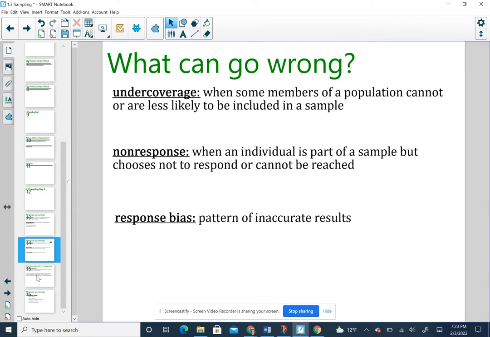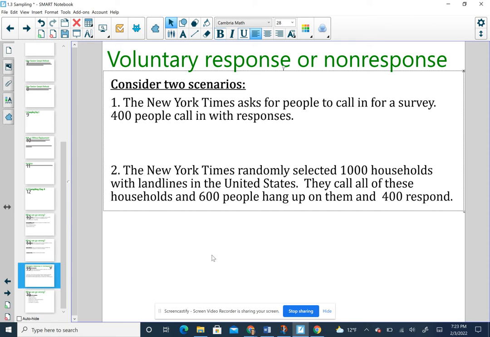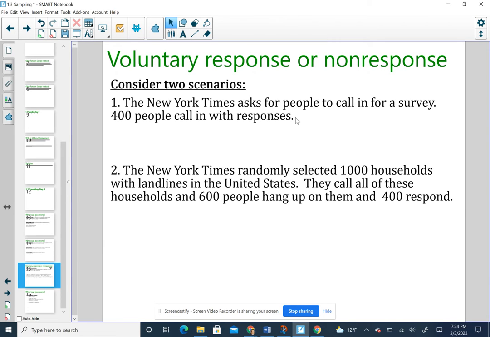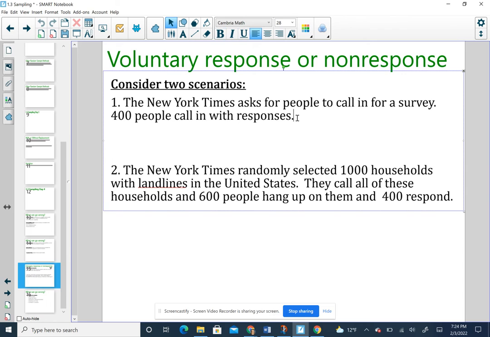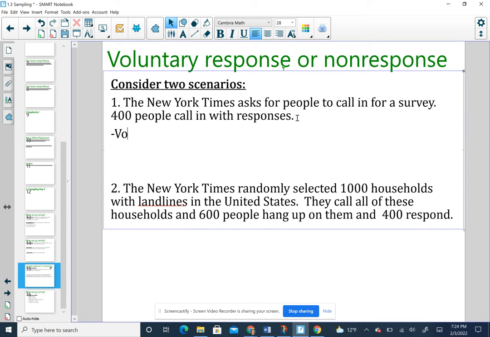Okay, so you'll do an activity in a second that goes over a few of those. I have a couple example problems for us to go over here. Voluntary response or non-response: that's what we're going to decide with these two case scenarios. The first one says the New York Times asked for people to call in for a survey, and 400 people call in with responses. That is an example of a voluntary response. We talked about that earlier: you are choosing to be a part of the sample. Since they're asking people to call in, that's the voluntary piece of that.